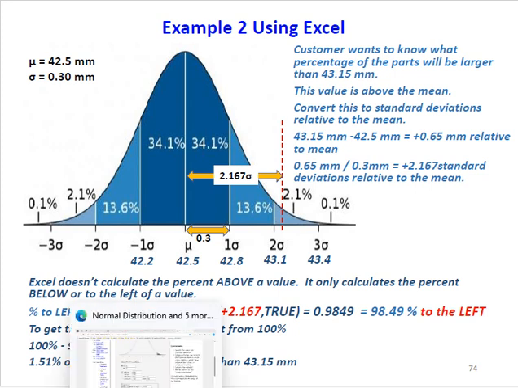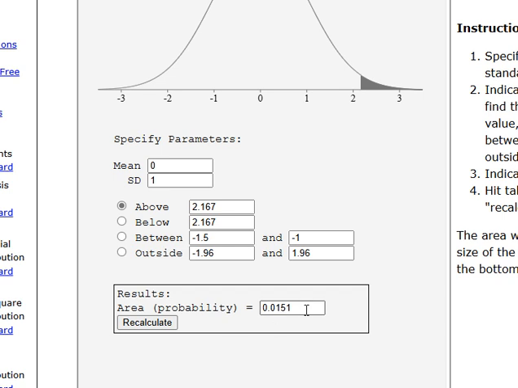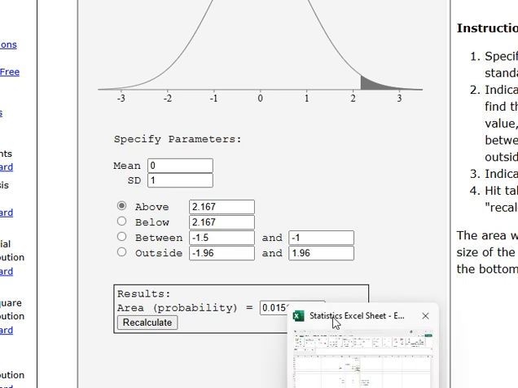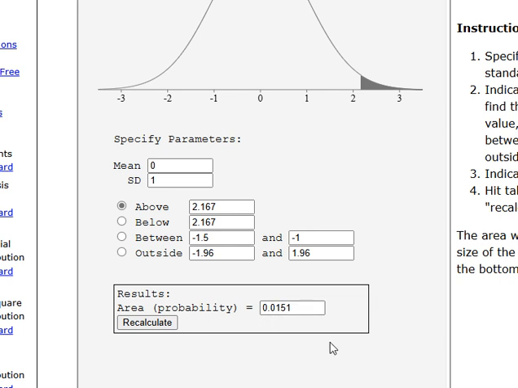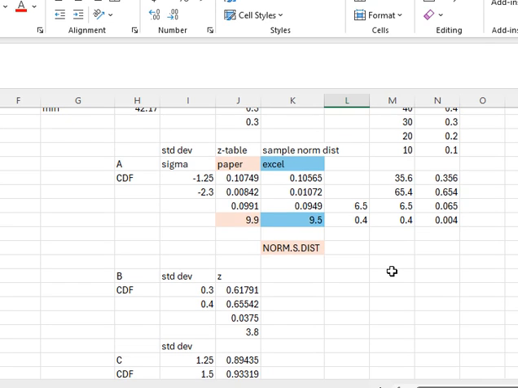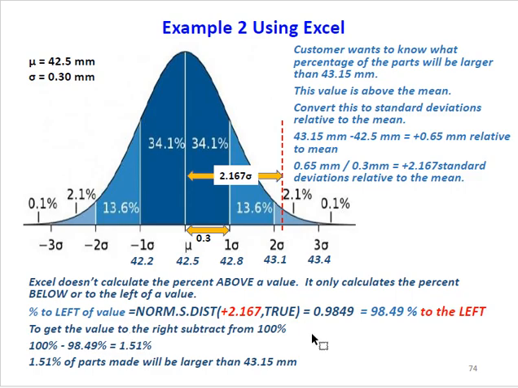This is giving you the decimal, so you have to multiply this by 100. I have already trained you how to go back and forth between the decimals. So if you have 0.0151, you do your decimal practice and times 100. It's going to give you 1.51%, which is this. So 1.51% of the parts will be larger than 43.1 millimeters in whatever parts they're measuring in this example.